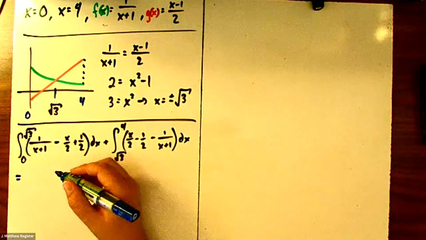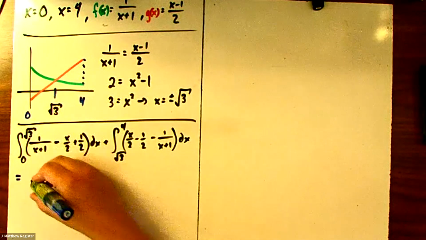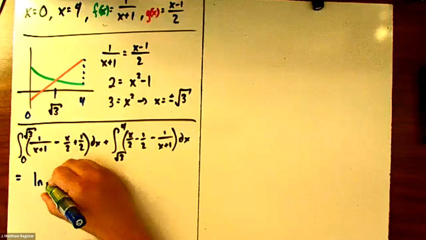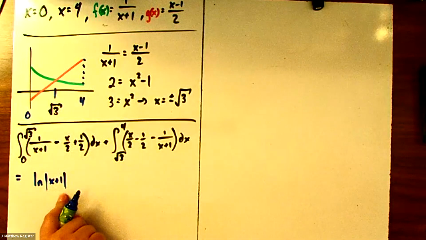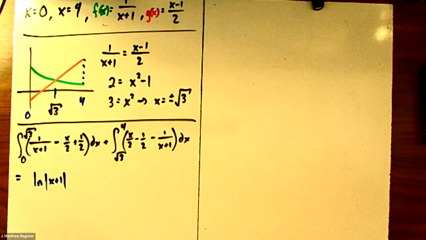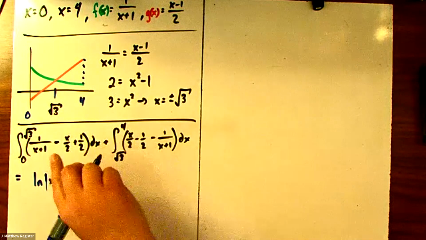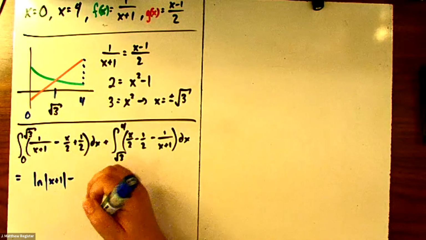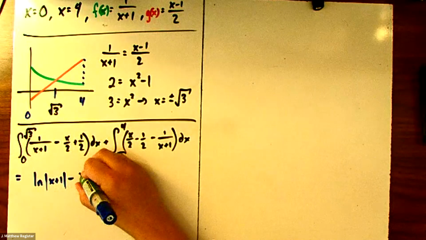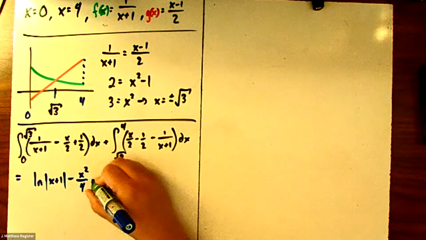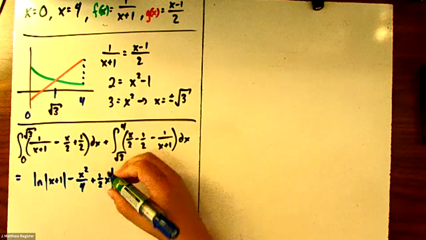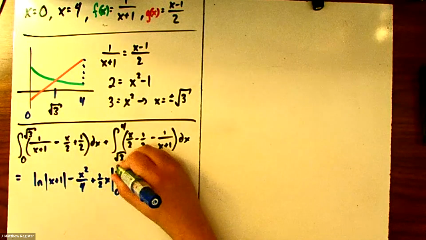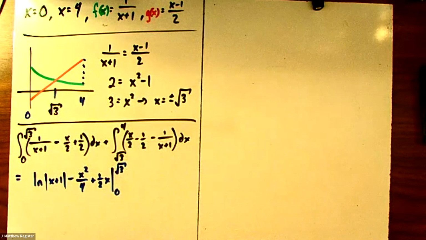Seeing if we remember our antiderivatives, that should give us a natural log, correct? Because the derivative of natural log is 1 over stuff. And that's the one that I told you you'll get confused over and over again. Minus x over 2 is going to go to x squared over 4, plus 1/2 x. This will be evaluated from 0 to square root of 3.